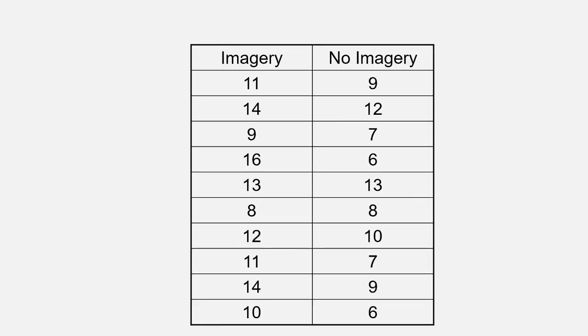You had your 10 individuals in your imagery condition who all remembered a certain number of words. So the number listed is their outcome. And then likewise for the no imagery group, they each gave you a single value representing the number of words recalled. Okay, so you're going to need the mean and the variance for your imagery group and the mean and the variance for your no imagery group.